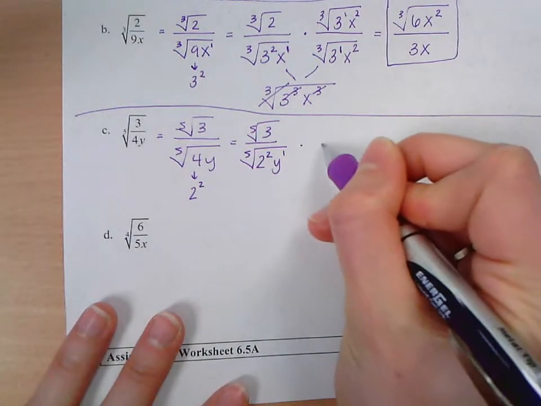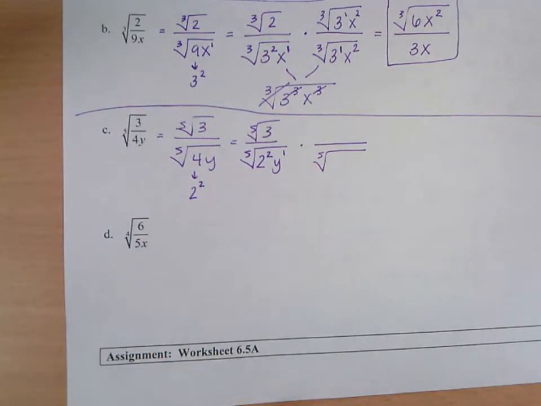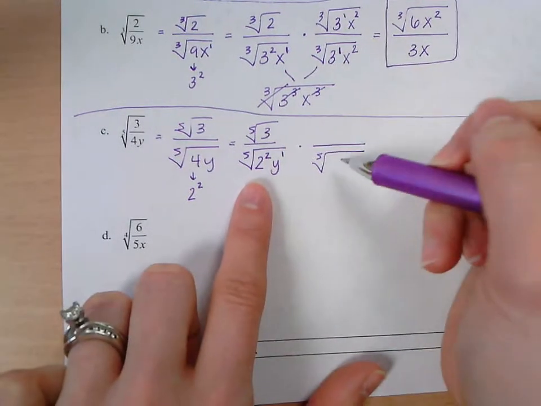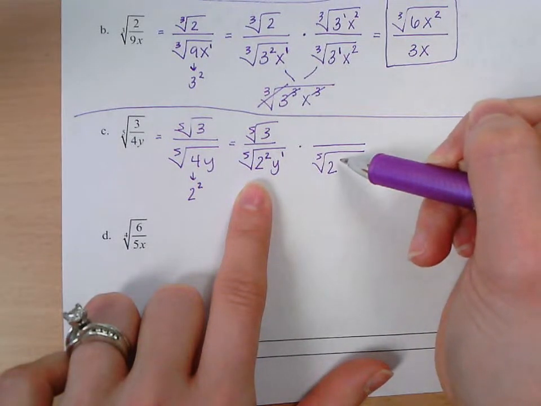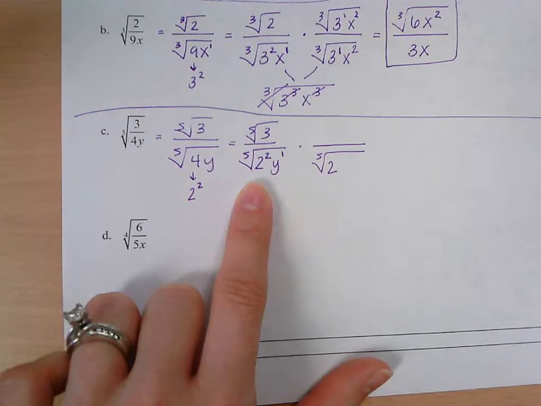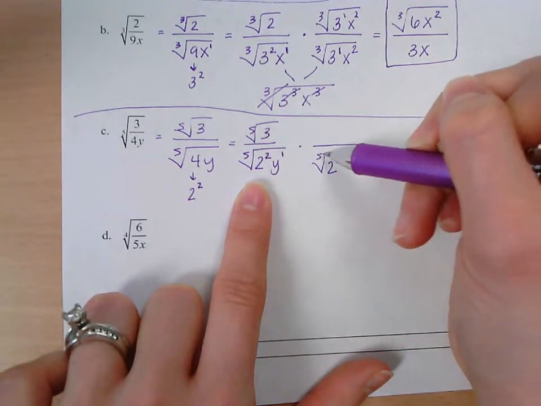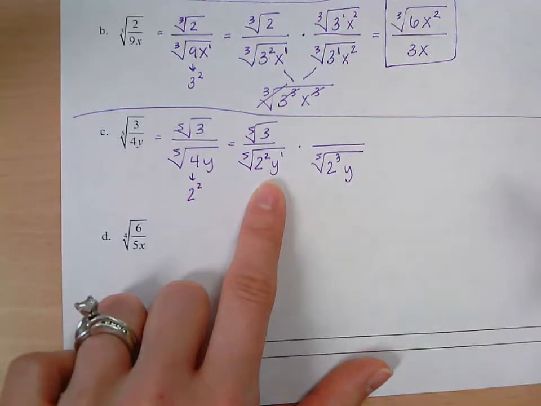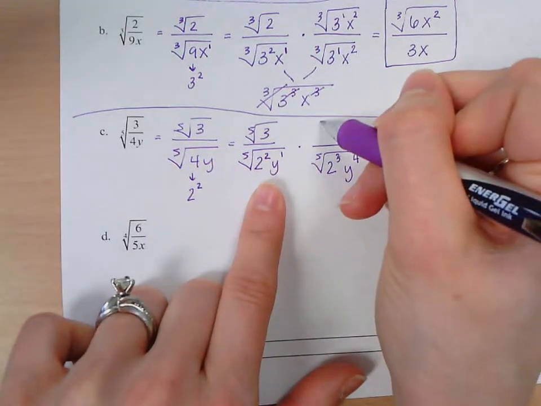So then when I multiply, I have to multiply by the fifth root of something. So I'd multiply by the fifth root of 2 to what power? What power would I want on the 2? Yep, 2 to the third, so that the exponents of 2 and 3 add to 5, and y to what power? The fourth. So that 1 and 4 add to 5. And I have to multiply the top by the same thing.